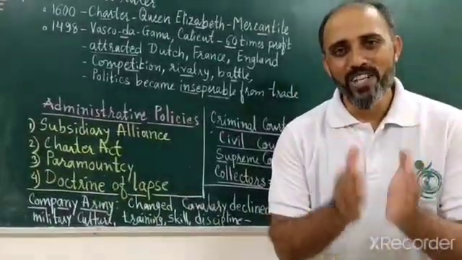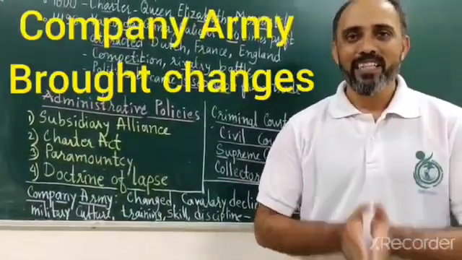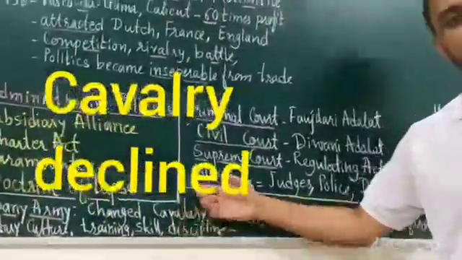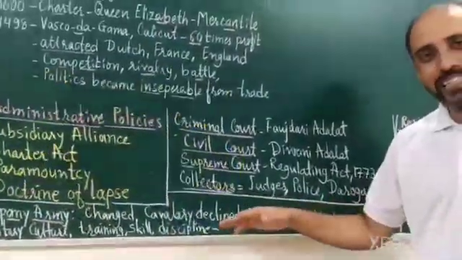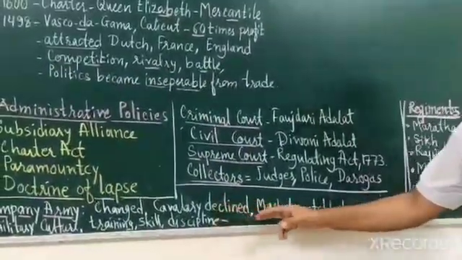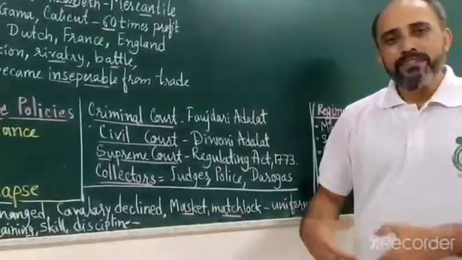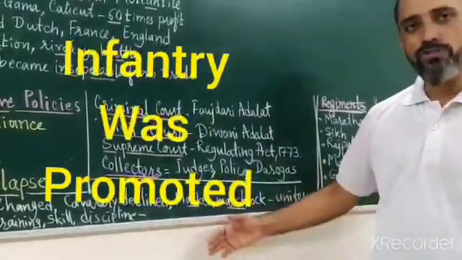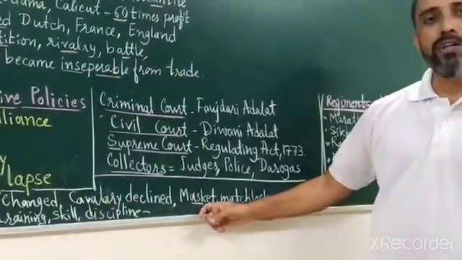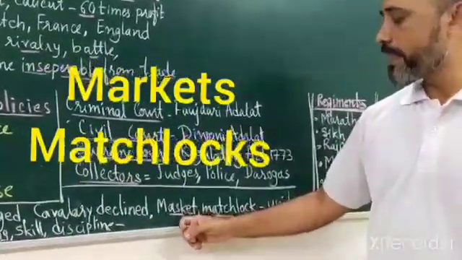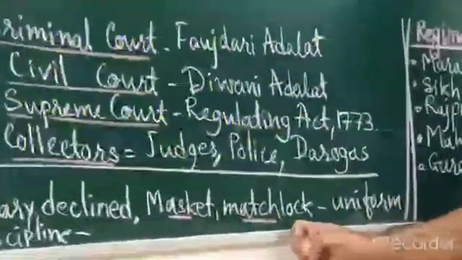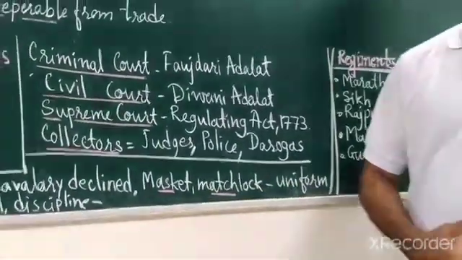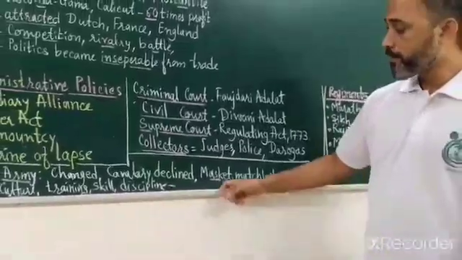The company also changed their army. The army system was changed, and instead of the cavalry, the horse force, which declined, the infantry, the land force, was given more stress. Especially they were given modern weapons, modern guns like the musket and matchlock. Today the musket and matchlock are very old fashioned, but during that time they were modern.